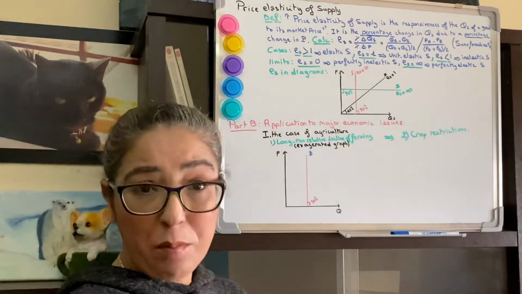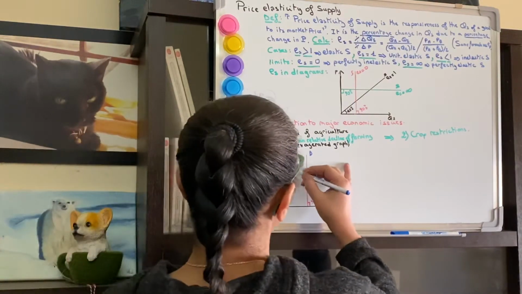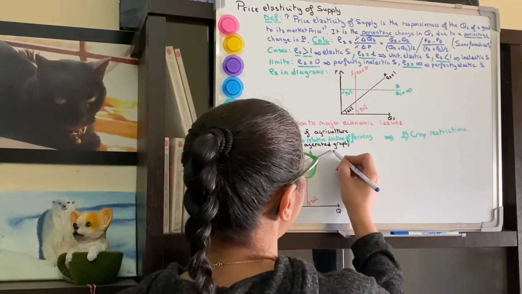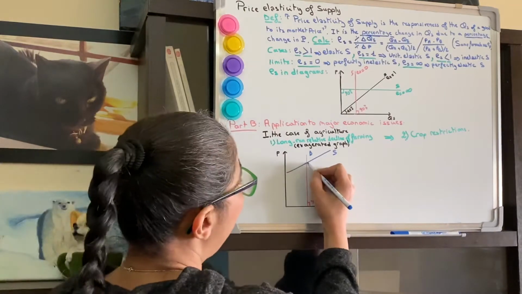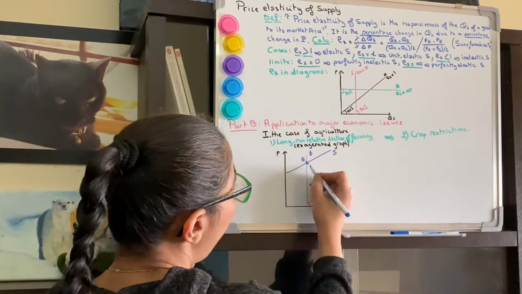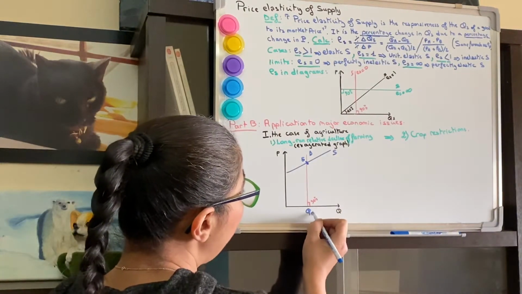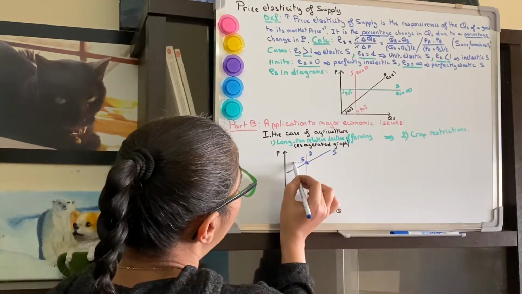Now let's look at the supply of wheat. I'm going to plot the supply here, and I'm going to have an equilibrium over here with an equilibrium quantity, QE, and an equilibrium price, PE.